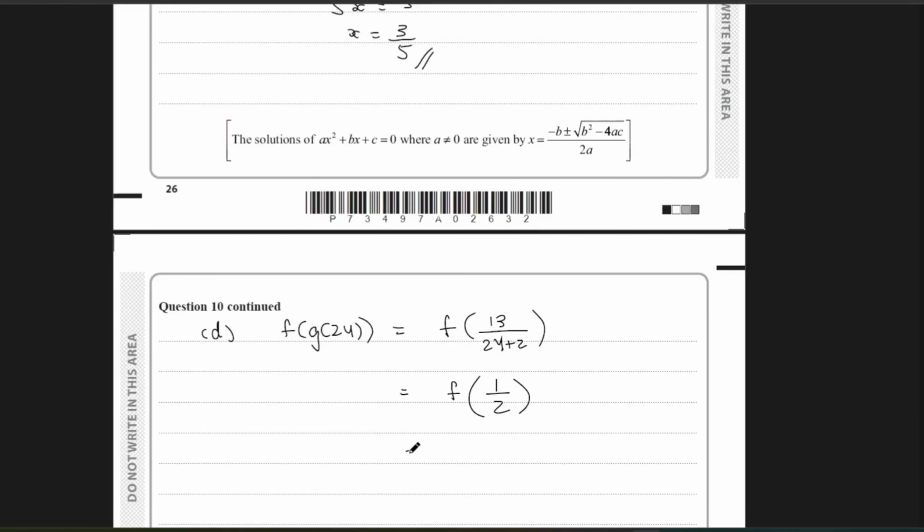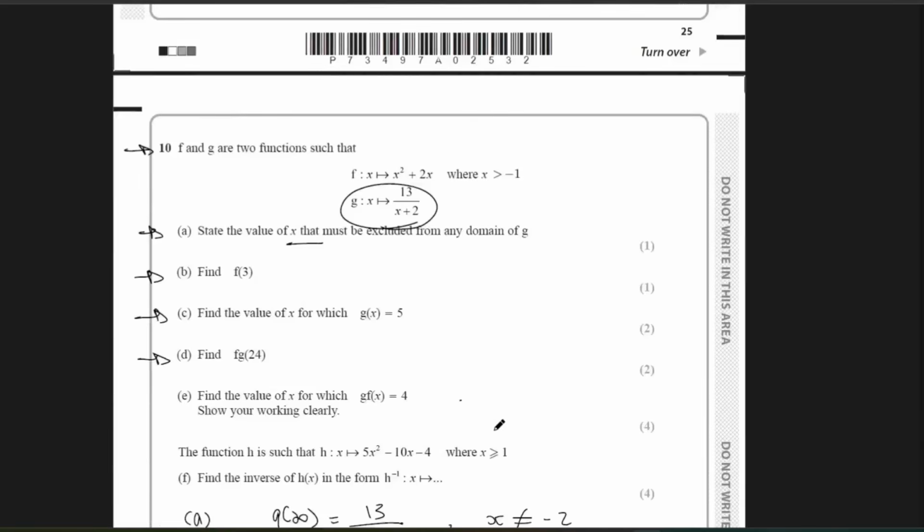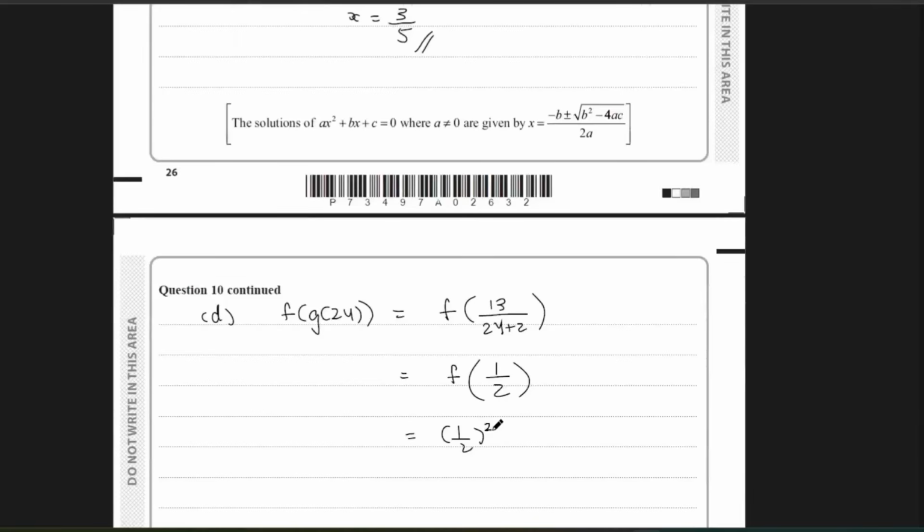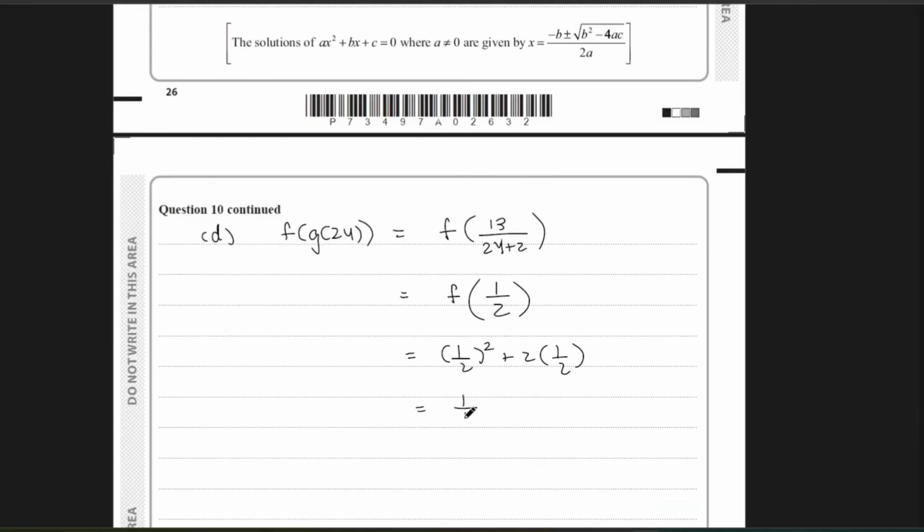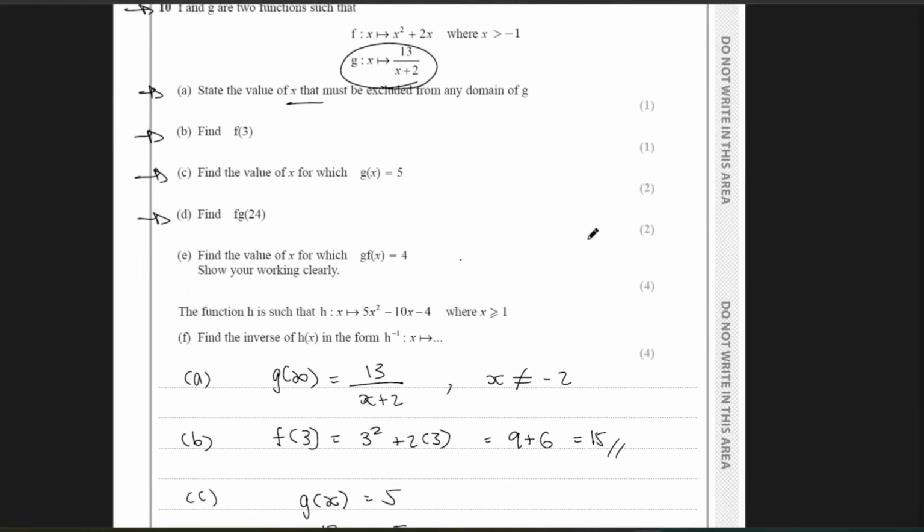Okay, now we need to substitute half in function f. So x squared plus 2x would become half squared plus 2 times half. And this becomes 1 over 4 plus 1, which is 5 over 4. That is question D. Now let's look at E.